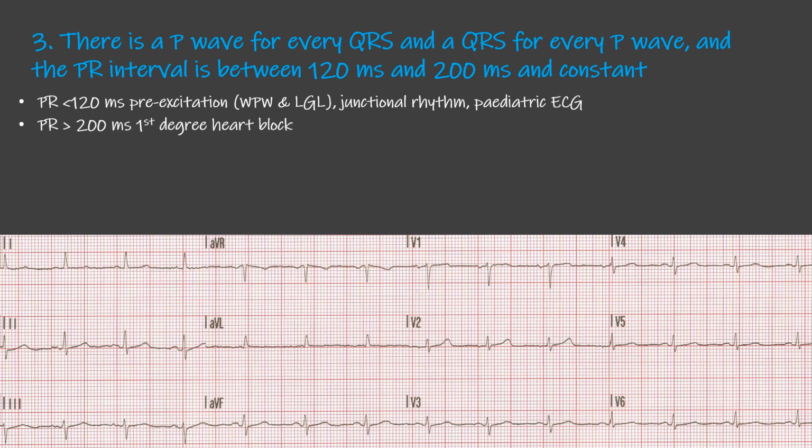Now, if the PR interval is longer than 200 milliseconds, so that's a long PR interval, this is first degree heart block, and this just means that the electrical signals are taking longer to get through the AV node than they normally would.